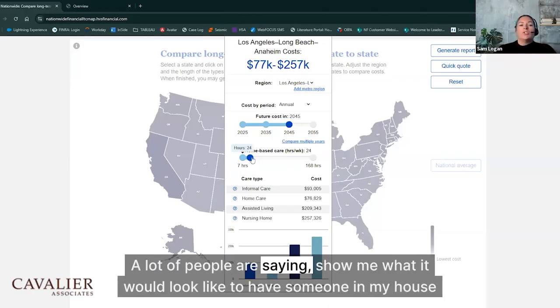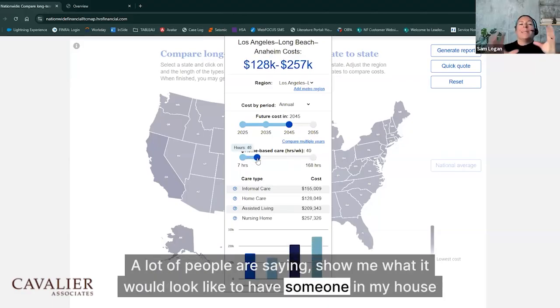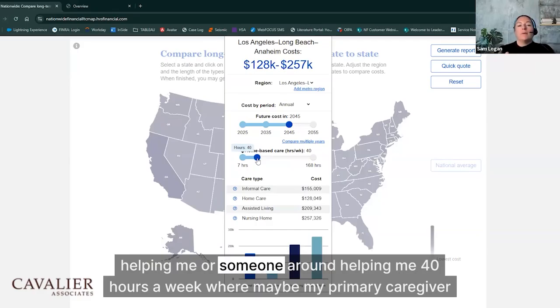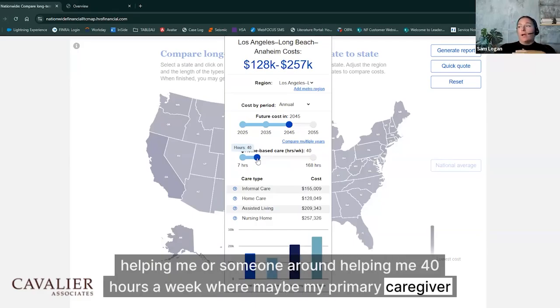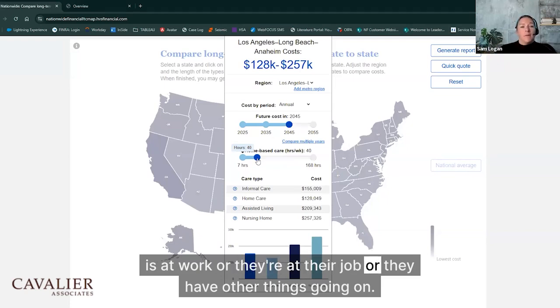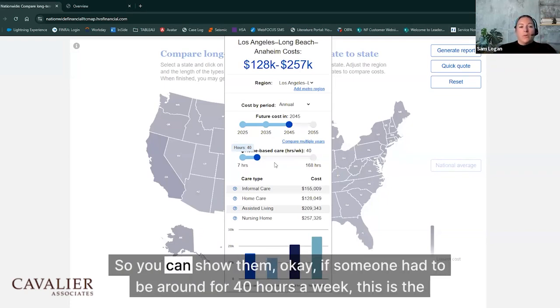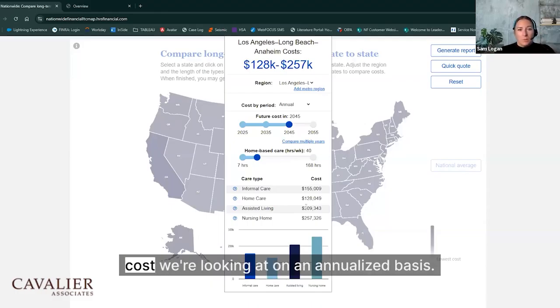A lot of people are saying, show me what it would look like to have someone in my house helping me, or someone around helping me 40 hours a week, where maybe my primary caregiver is at work or they have other things going on. So you can show them, okay, if someone had to be around for 40 hours a week, this is the cost we're looking at on an annualized basis.